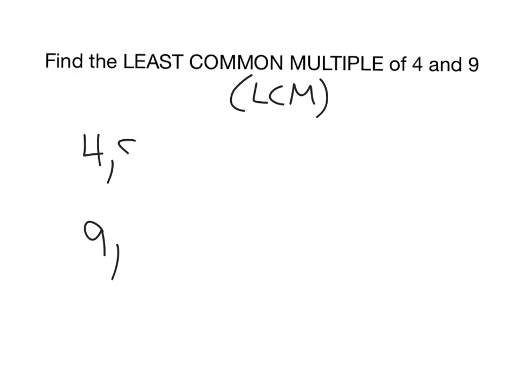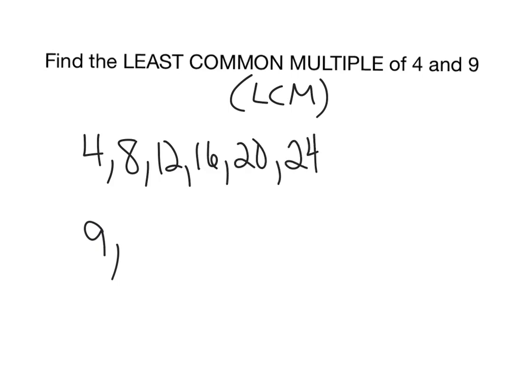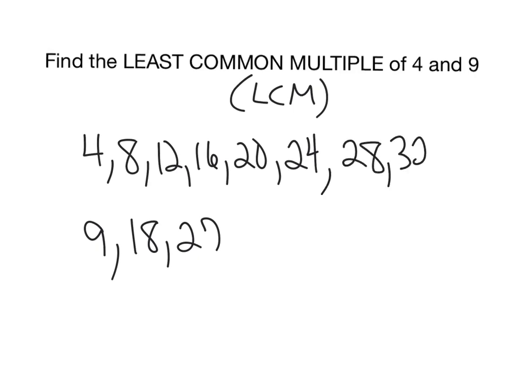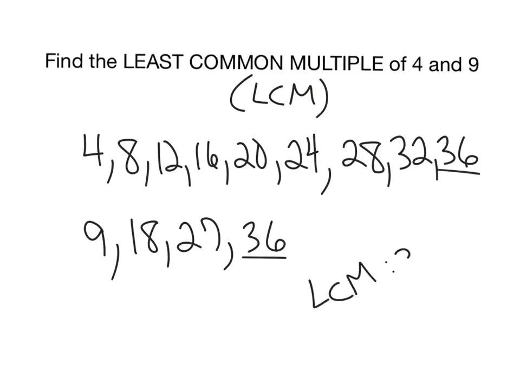Multiples of 4, we got 4, 8, 12, 16, 20, 24. At some point, if you want to start on the other one, just to make sure you don't have anything in common, 9s, we could do 9, 18, 27. I still don't see anything in common. We go back to the 4s. Next multiples of 4 would be 28, 32, 36. Next multiple of 9 would be 36. So there it is. Our least common multiple is 36.